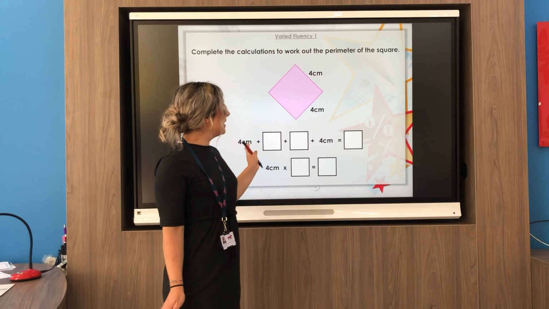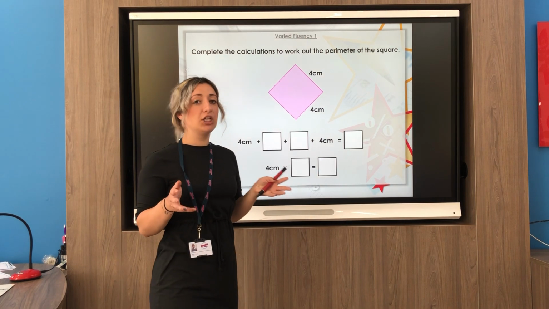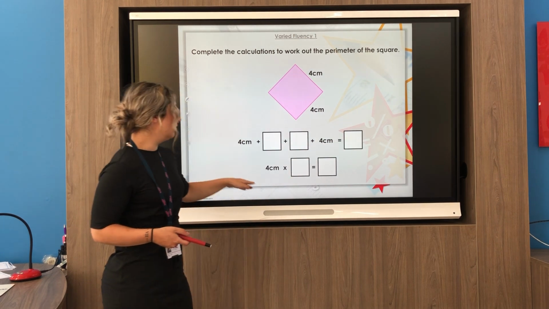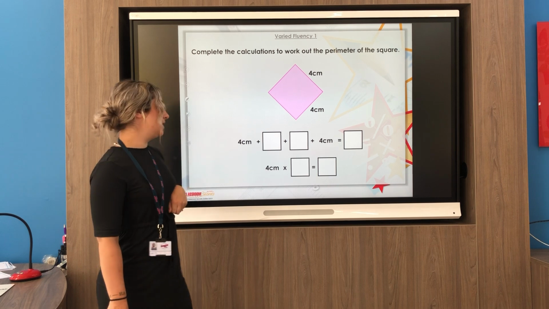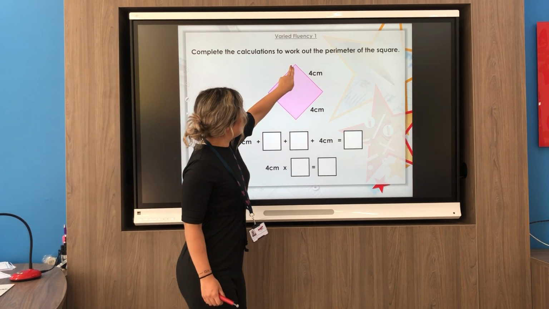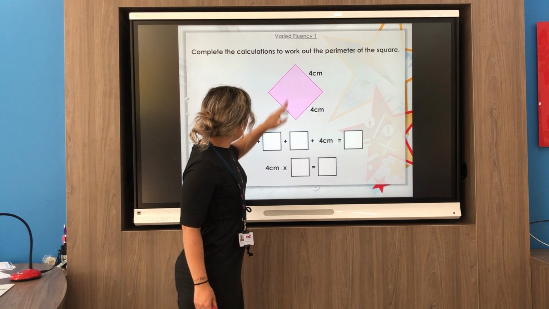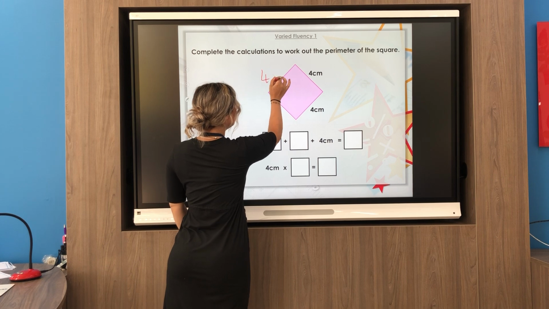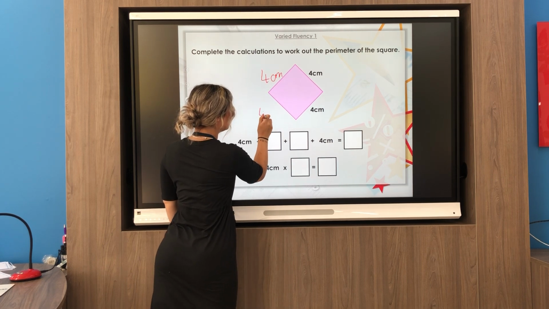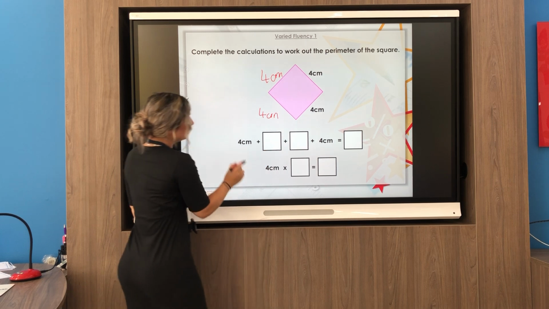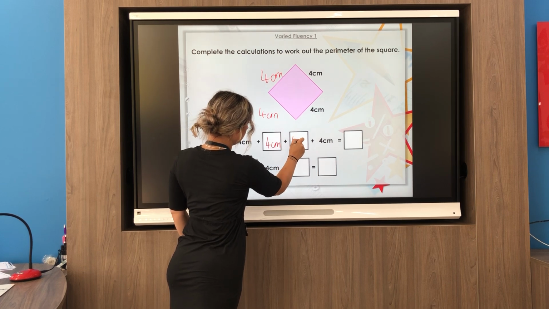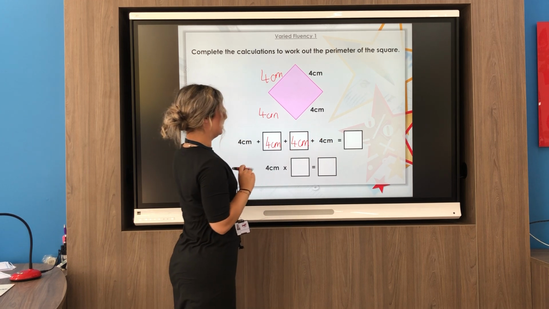Right, so you also might have a question like this, which is trying to get you to recognise both methods. So we've got our repeated addition method that I've just shown you, and also I've got the multiplication method. So because it is equal sides and it is a square, all of the repeated additions are going to be the same because they're all going to be 4 centimetres because squares have equal sides. So it's going to be 4 centimetres, add another 4 centimetres, add another 4 centimetres, add another 4 centimetres.